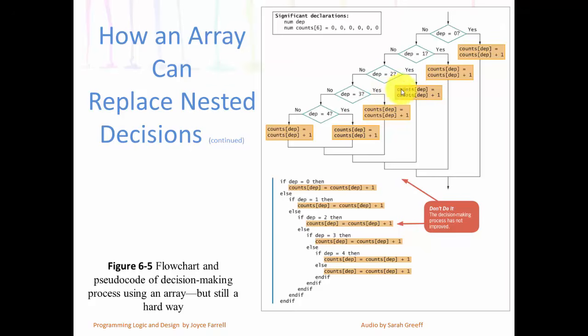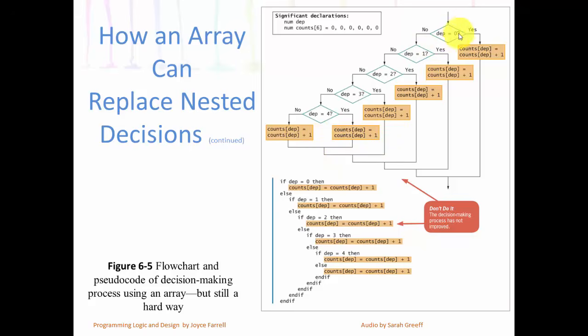All right, we've improved it a bit, but it is still cumbersome because we are still using a whole lot of nested if statements. If we have a look here, we have a repetition happening: count dep equals count dep plus 1. Do you notice that this processing, that processing, that processing, that processing, that processing, and that processing are all the same? So we are going to use this array to simplify the processing.